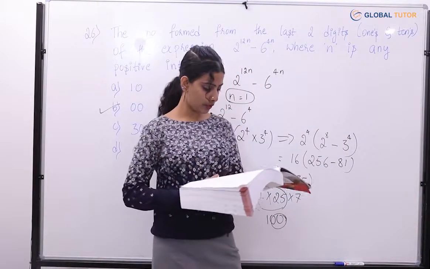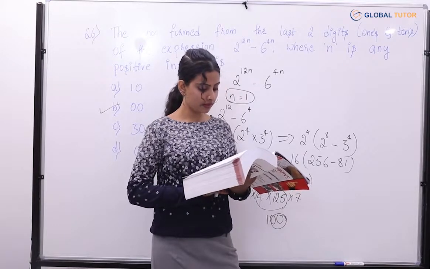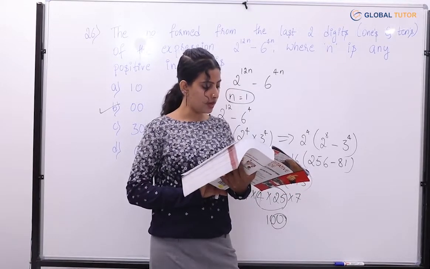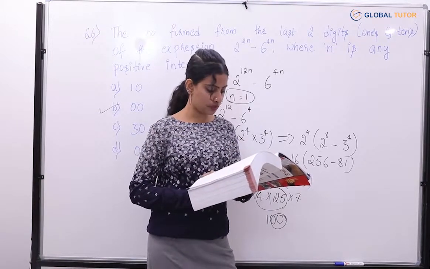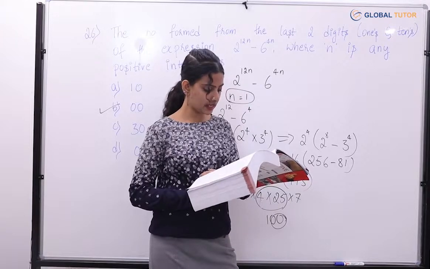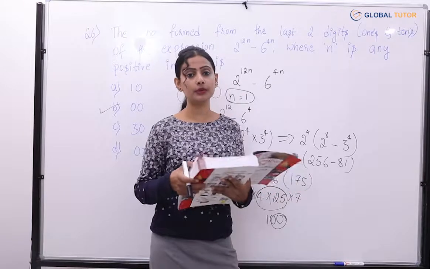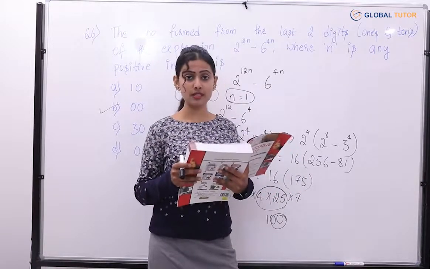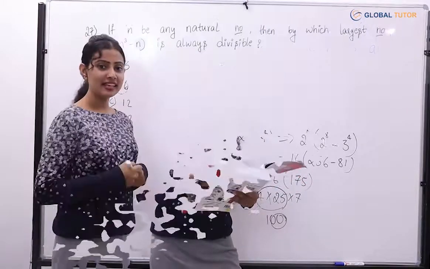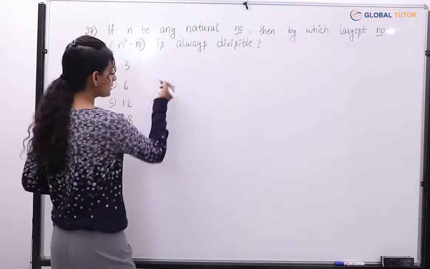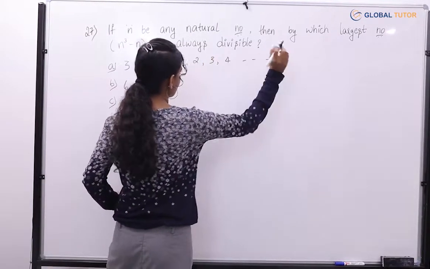Let us see what's the question. If n be any natural number, then by which largest number n cube minus n is always divisible? So I got four options here: 3, 6, 12 and 18. Remember, all these questions have appeared in one or the other competitive exams. So the more you practice, the better it is for you. You will understand the methods. Now, what are the natural numbers? They are 1, 2, 3, 4, etc.